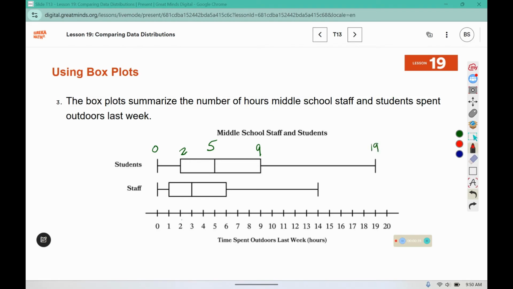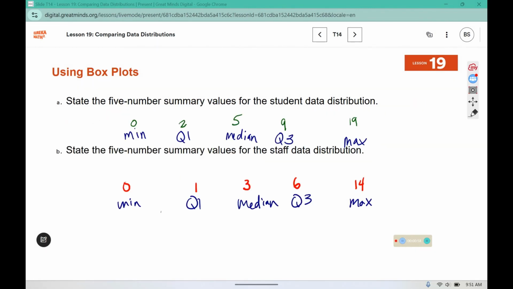Then part B asks us to state the 5-number summary for the staff data distribution. The minimum is at 0. Q1 is at 1. The median lines up at 3. Q3 is at 6. And the maximum is at 14. Make sure you have the 5-number summary for both the staff and the students written down in parts A and B.